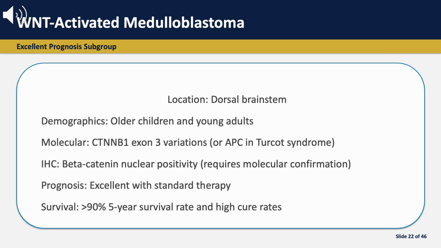WNT-activated medulloblastomas arise in the dorsal brainstem in older children and young adults, usually harboring exon 3 activating variations in CTNNB1 or less commonly in APC, the latter of which may be encountered in Turcot syndrome. Immunohistochemistry for beta-catenin often shows nuclear positivity, although the focality and variability of staining usually require molecular confirmation. WNT-activated medulloblastomas have an excellent prognosis with standard therapy, with a 5-year survival rate of more than 90% and high cure rates.